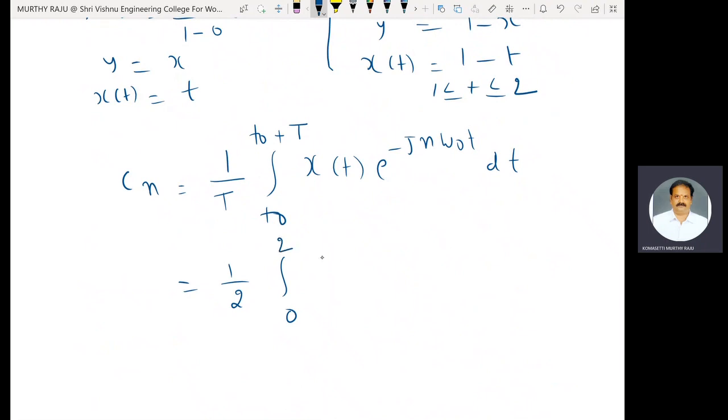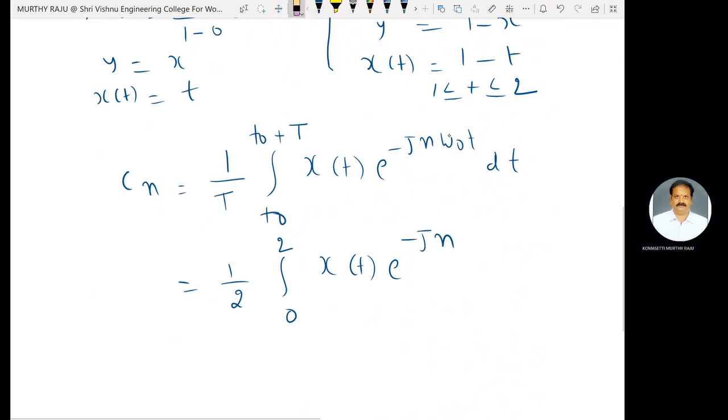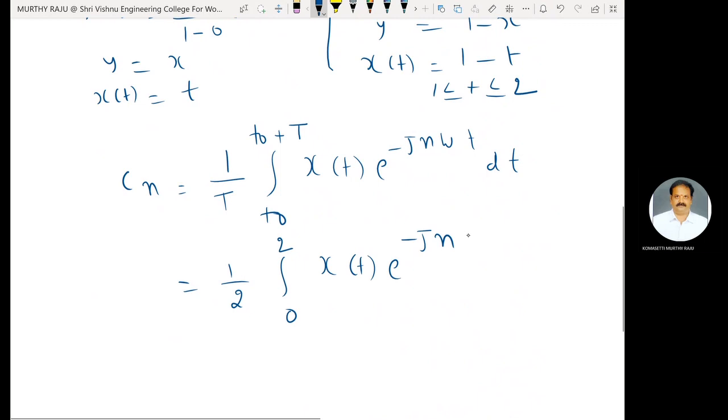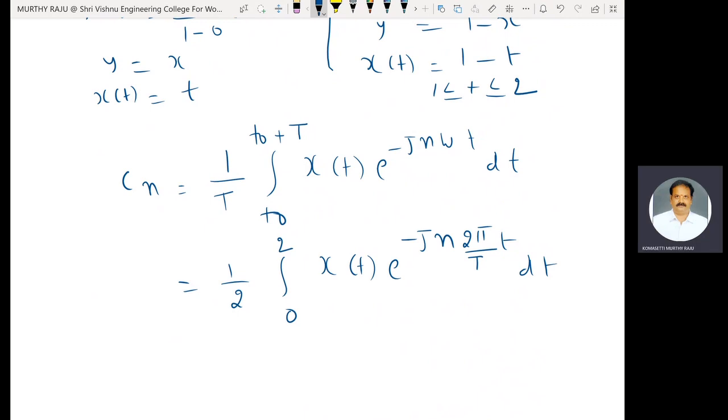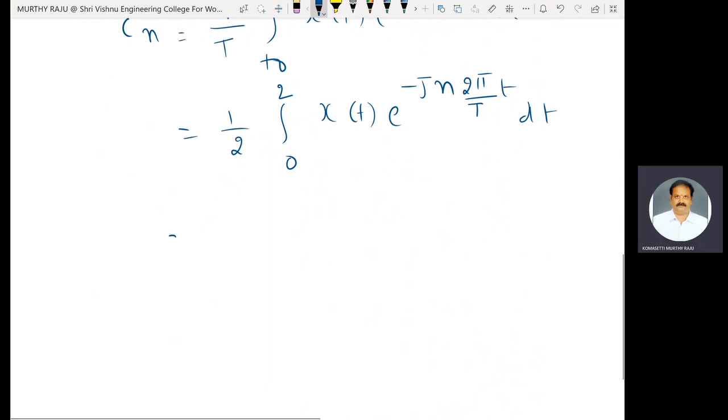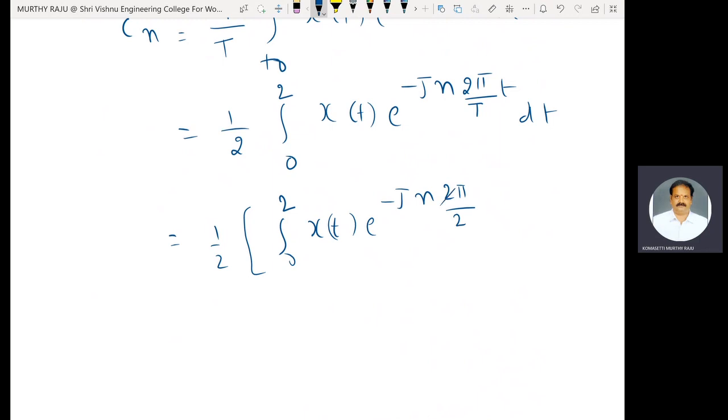That is equal to 1 by 2, integral 0 to 2 of x of t e power minus j n omega t dt. Here omega is 2 pi by T. That is equal to 1 by 2 integral 0 to 2 of x of t e power minus j n, 2 pi by T is 2, the 2s cancel, t dt.